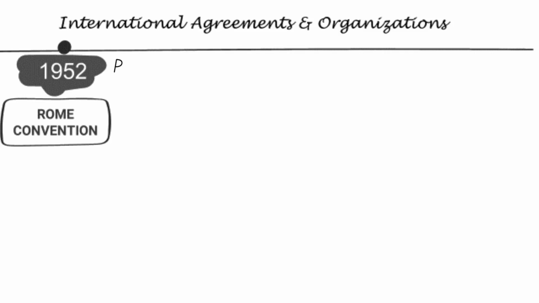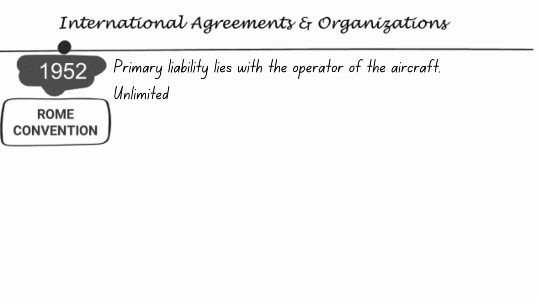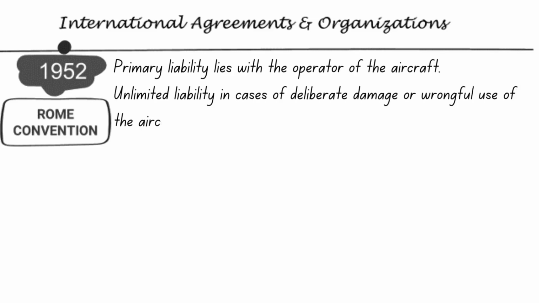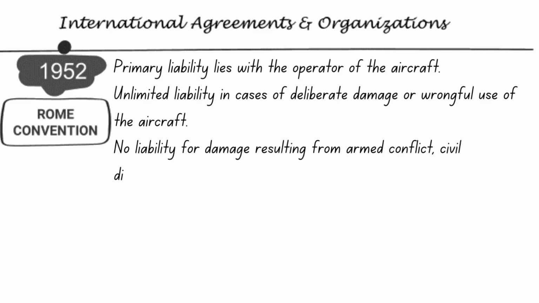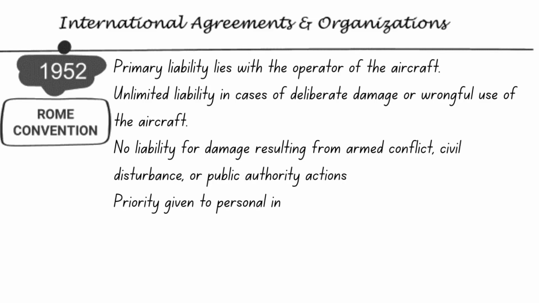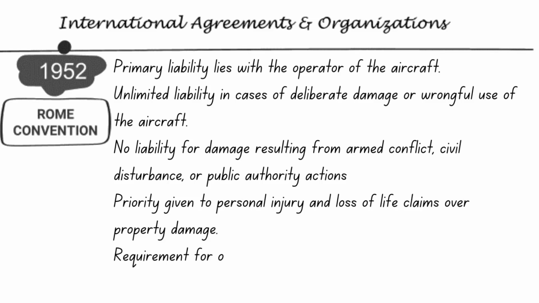The operator of the aircraft is primarily liable for damage caused by an aircraft. Deliberate act or omission done with intent to cause damage could result in unlimited liability. No liability for damage resulting from armed conflict, civil disturbance, or public authority actions. Priority given to personal injury and loss of life claims over property damage. Requirement for operators to have insurance or equivalent security.